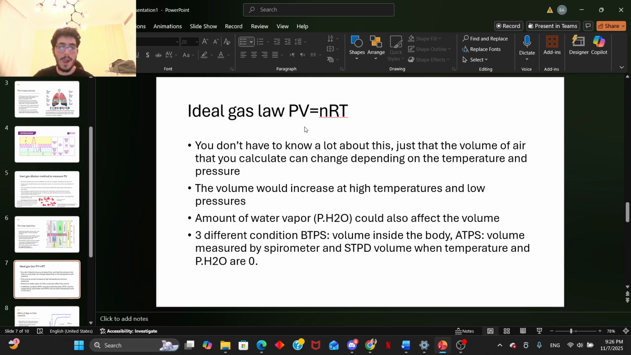Not only that, but the amount of water vapor, which is PH2O, could also affect the volume, so you also have to consider that. There are three conditions which we have to know.